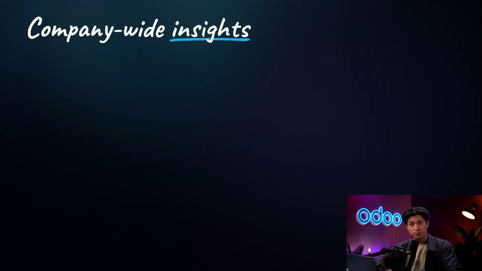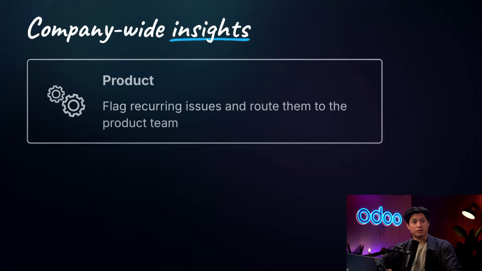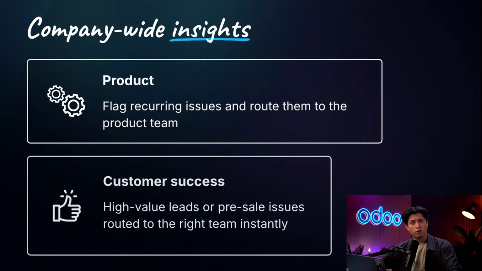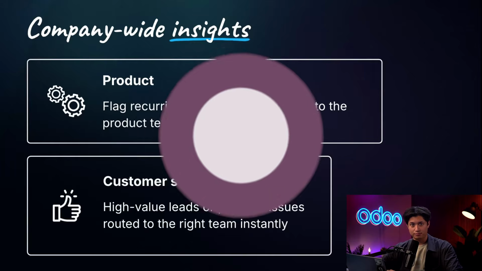And it doesn't stop at support. This routing data can surface recurring bugs for the product team or flag high value issues early for customer success. It's a smarter, more scalable way to manage your support across your company. So let's dive into the setup.